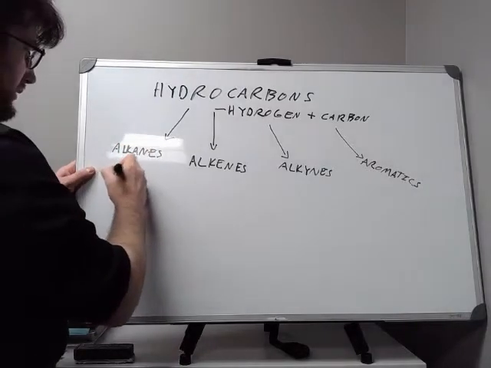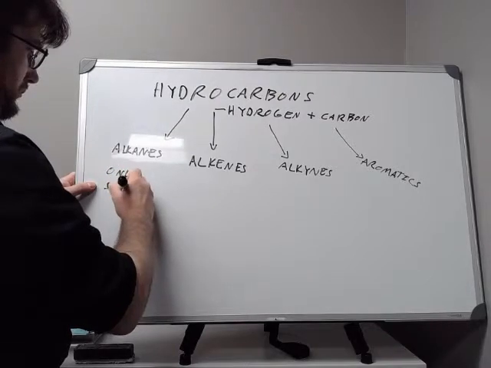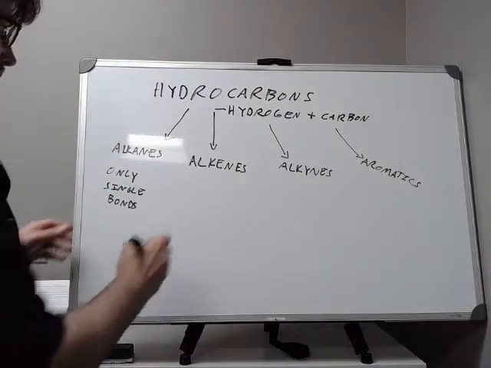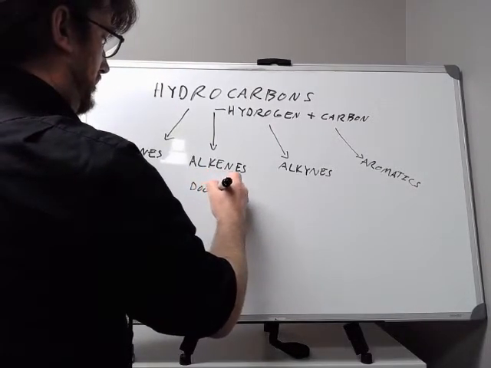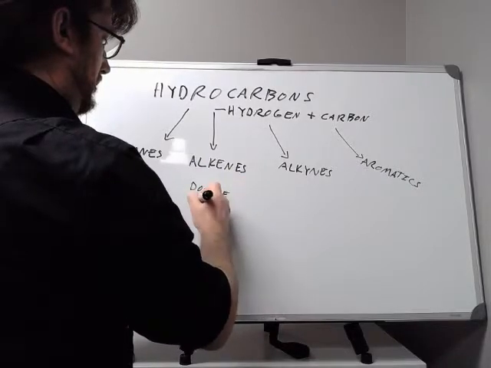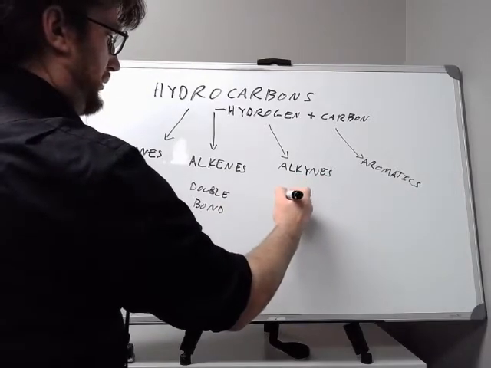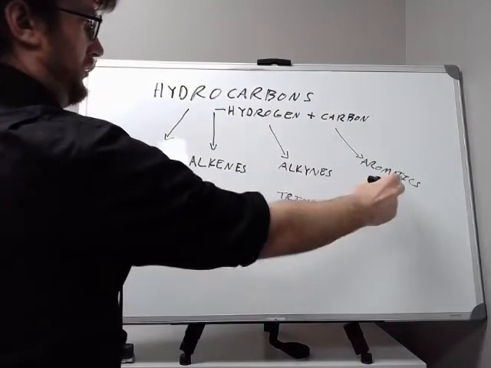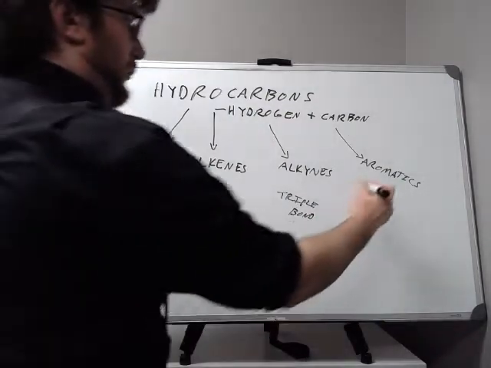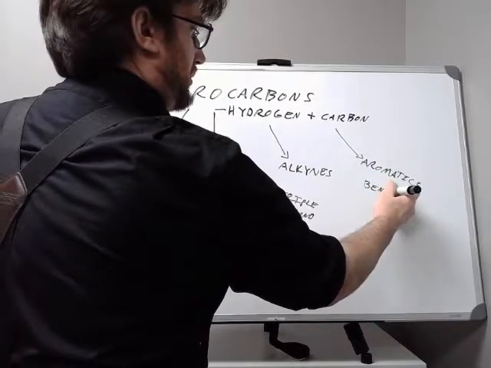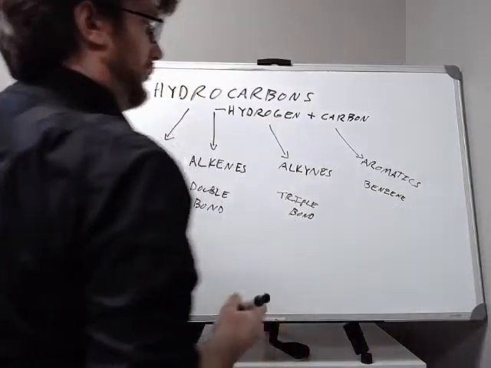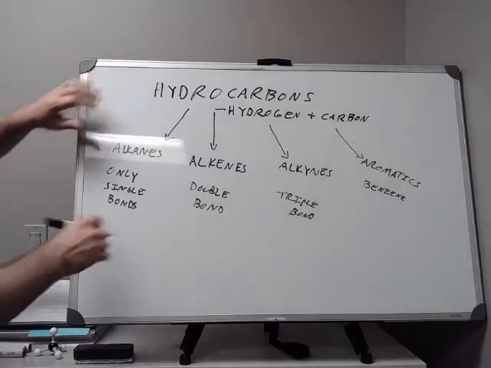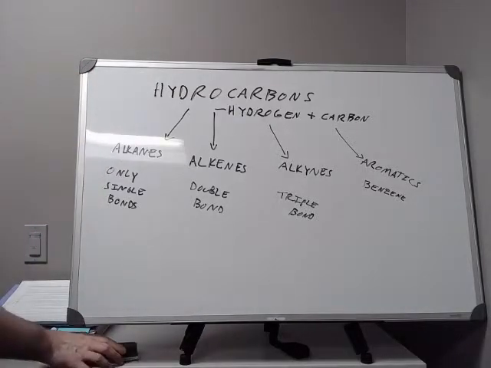Alkanes contain only single bonds, whereas alkenes contain at least one double bond. And alkynes will contain at least one triple bond. And aromatics will have a special type of ring, usually a benzene ring, although other types of ring can be aromatic. So in this video, we'll focus on the alkanes, the single bonded hydrocarbons.